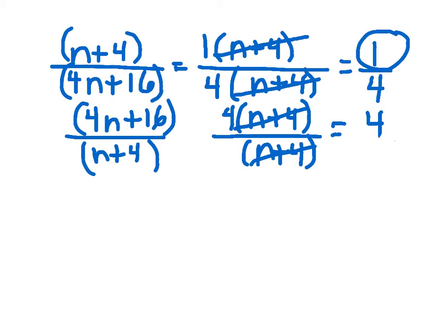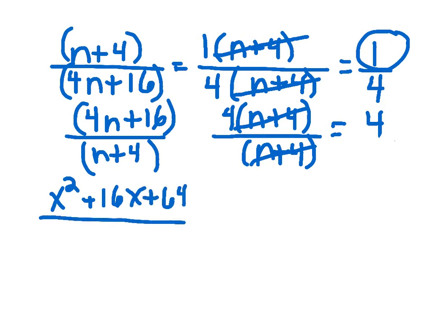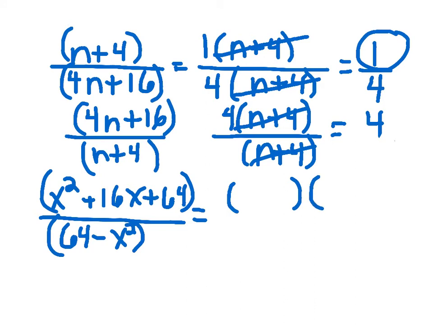So now let's look at another kind of situation. If I have x squared plus 16x plus 64, and on the bottom I have 64 minus x squared. Before you get tempted to cancel out parts of these polynomials, we're going to put those polynomials in parentheses and instead factor. You all know that this is x and x. The signs are the same. They're both positive. The numbers that multiply to 64 and add to 16 are 8 and 8.